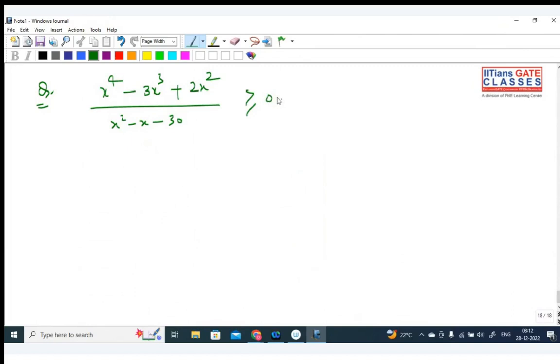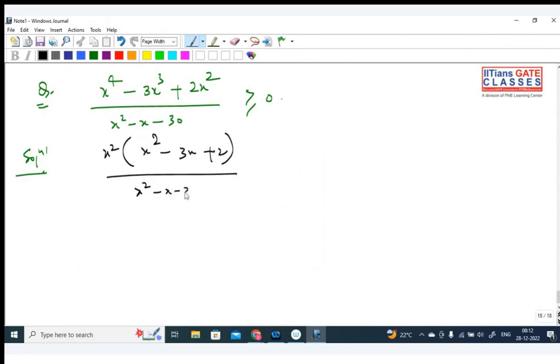Tell me, how can you start with this? Okay, you have to factorize first, right? So you can take x square common from the numerator. So it is x square minus 3x plus 2 upon x square minus x minus 30. Okay, this is your first step here. And then you have to factorize this, right?